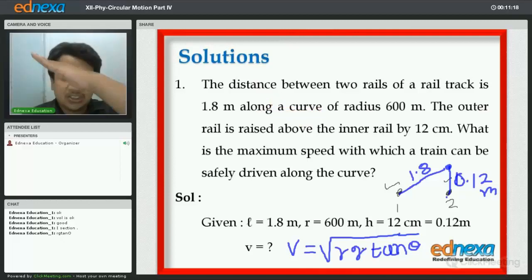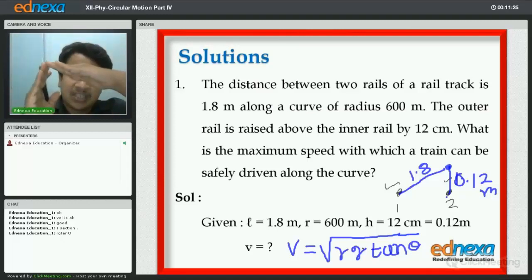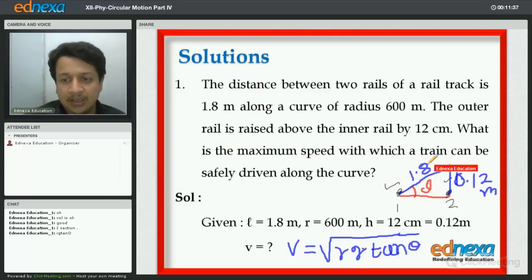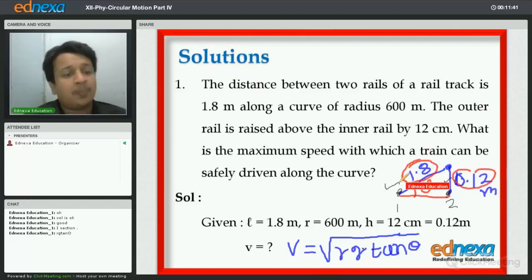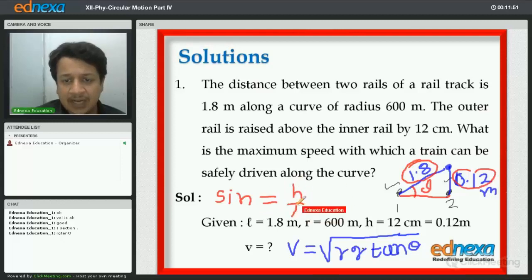See, it's very simple. That length L is nothing but the hypotenuse, and this is the height. So when the hypotenuse and the height, meaning the opposite side, are given, this is theta. Theta means the angle made by the inclined surface with the horizontal. So this is angle theta. Then this is opposite and this is hypotenuse. So when opposite and hypotenuse, these two things are known, we can use sin theta. Sin theta is opposite upon hypotenuse. So opposite is h, the height, divided by L.